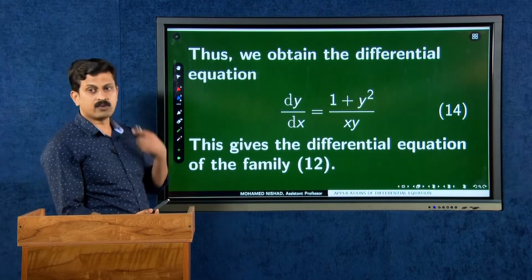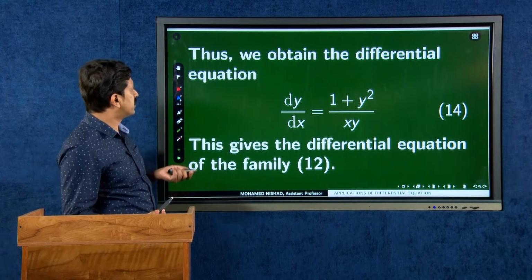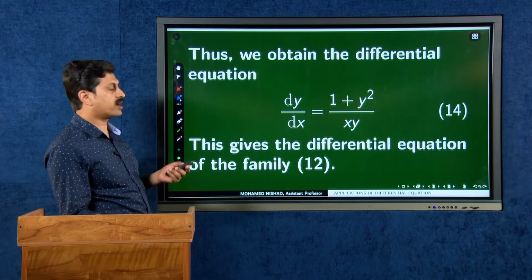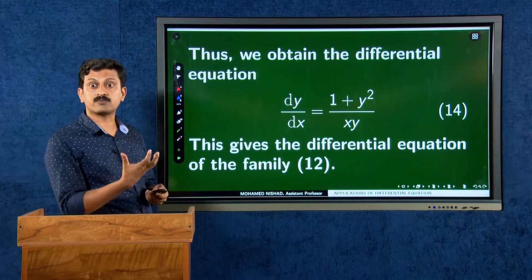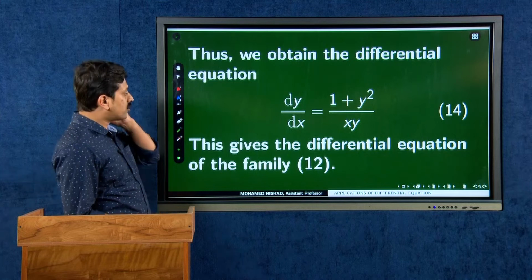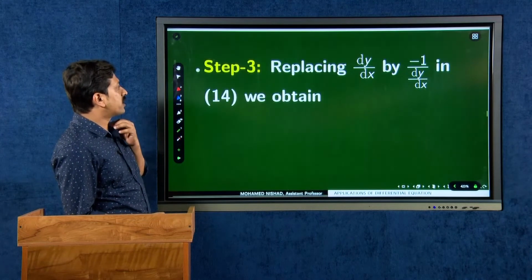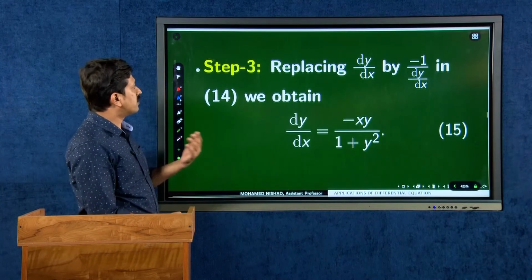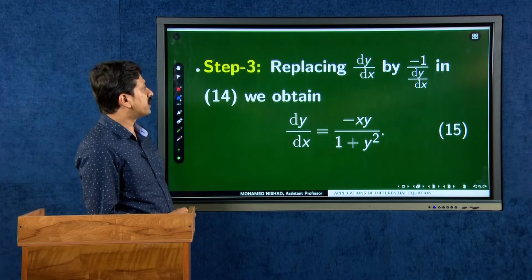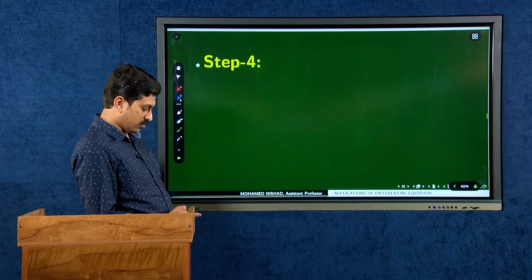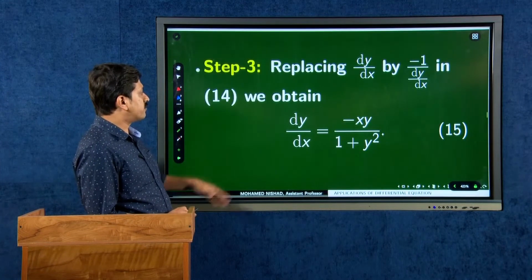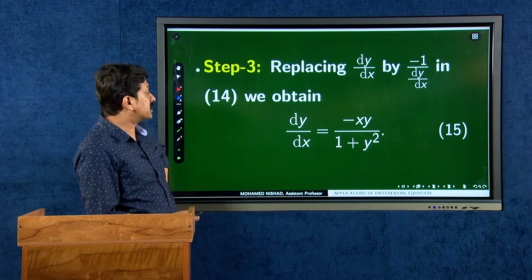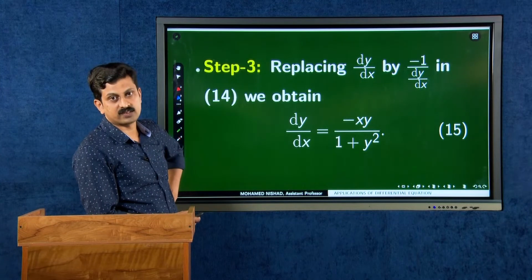Now, we found the derivative. So, dy by dx is equal to 1 plus y square divided by xy, which is the differential equation corresponding to the given family of curves. Dear students, now we can replace dy by dx with minus 1 by dy by dx, that is, we just replace it with the negative reciprocal. So, dy by dx is equal to minus xy divided by 1 plus y square.